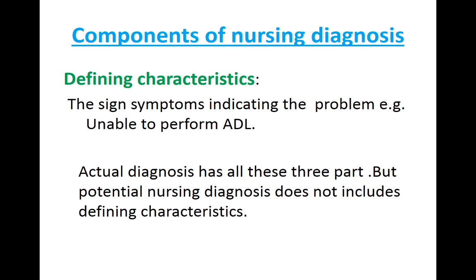Could you follow me now? We are not observing that the skin is impaired already, that means we are not seeing the signs and symptoms, the defining characteristics, but there is a risk. That is why I am saying that an actual diagnosis has all these three parts, but a potential nursing diagnosis does not include the defining characteristics. That means you will not see the signs and symptoms. Because of that problem, the child is at risk to develop this. So that is a potential nursing diagnosis, and that is written as risk for this, like that. Okay, clear now?